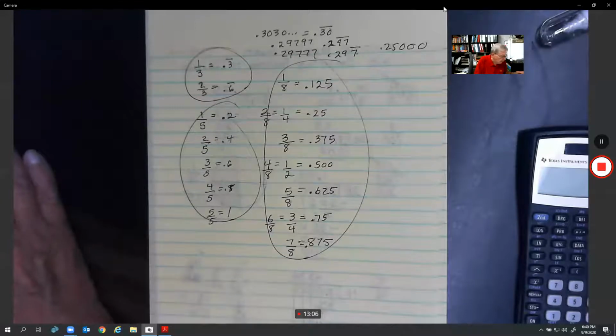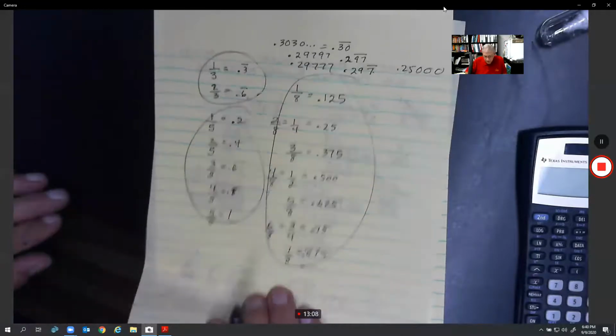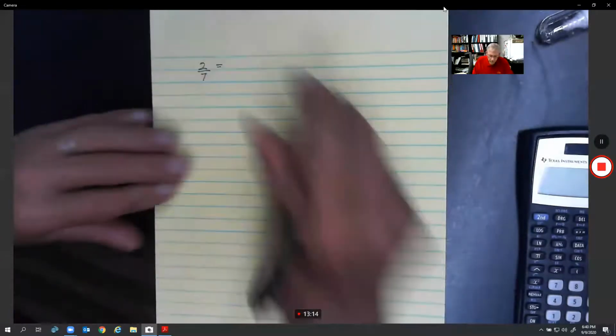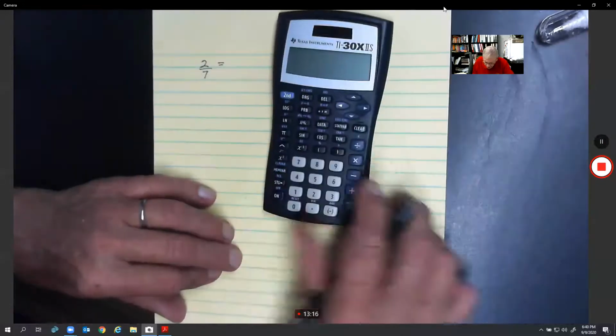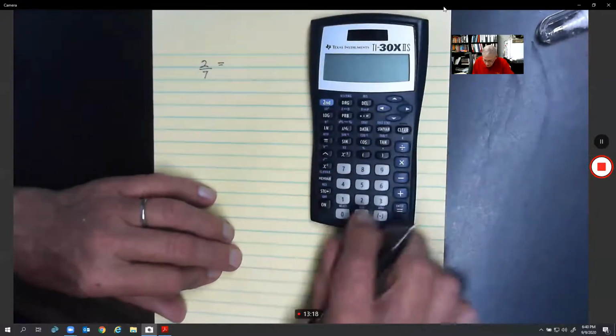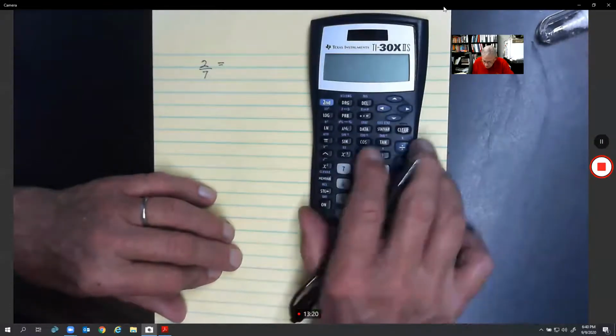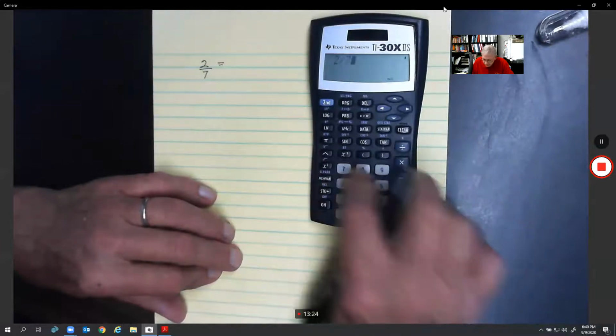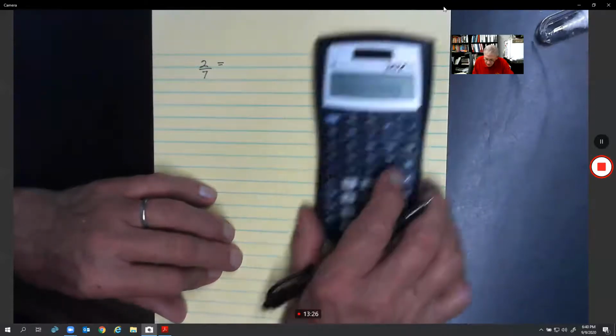Let's try a few more of these and see if we can do it. Well, here's an interesting one. 2/7. Let's try that one on our calculator. Clear it out. Let's turn it on. 2 divided by 7. Let's see, let's write that out.